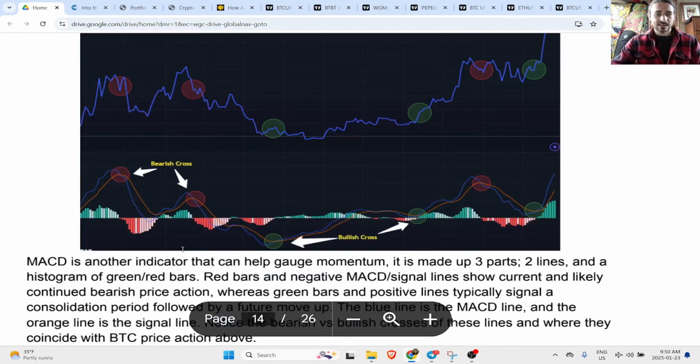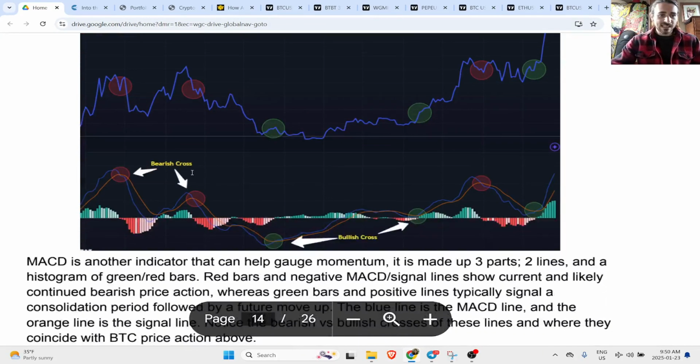See our moving average convergence divergence, or the MACD. It's another indicator that helps us gauge momentum alongside the RSI, made up of 3 parts, 2 lines and a histogram. So this is the histogram here, the green and red thing that flips back and forth, and then we've got our lines here. We've got a MACD and a signal line.